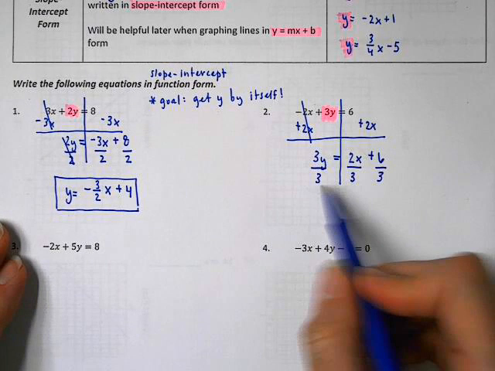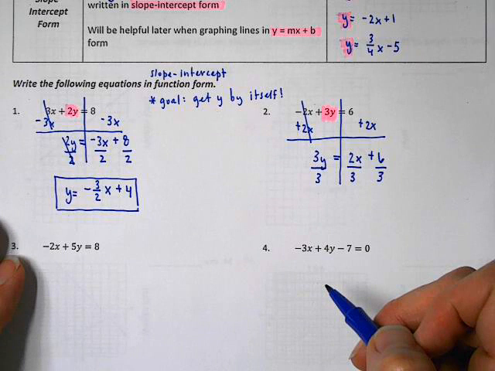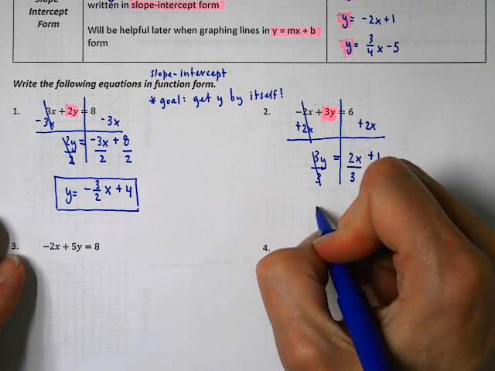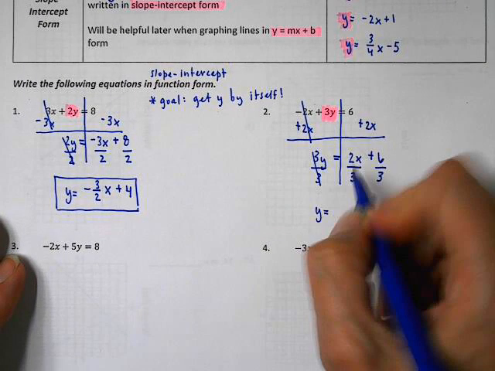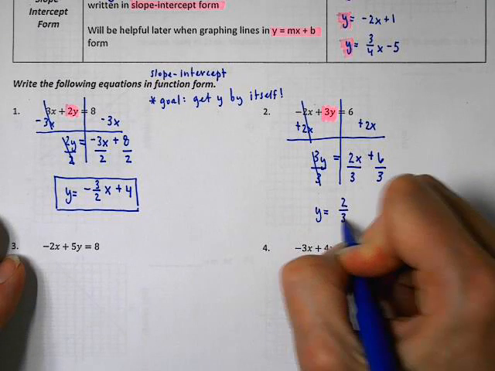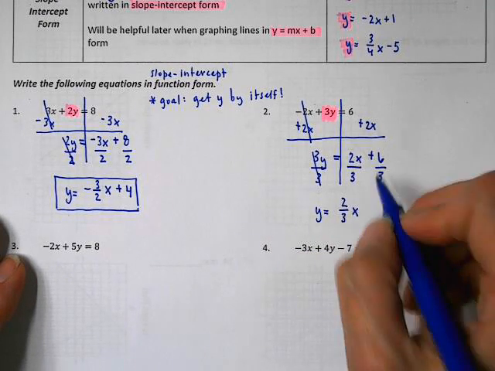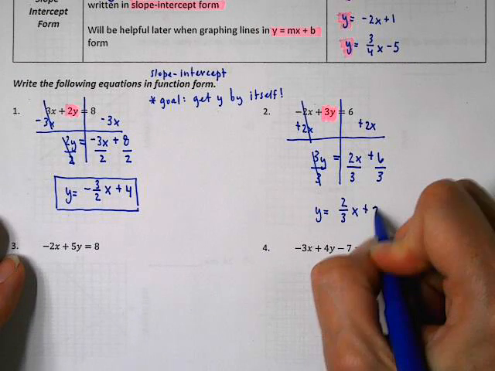That means I had to divide each term by 3 to keep this in balance. So now I have y equals, again, I'm just going to keep this as a fraction, 2 over 3 times x, and then 6 divided by 3 is going to give me plus 2.